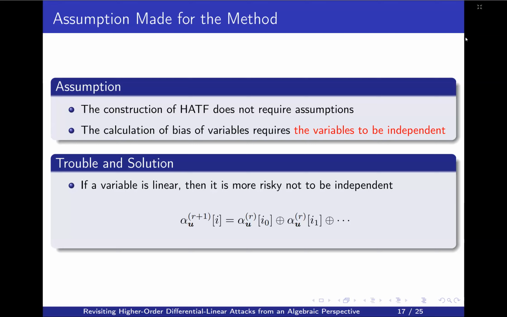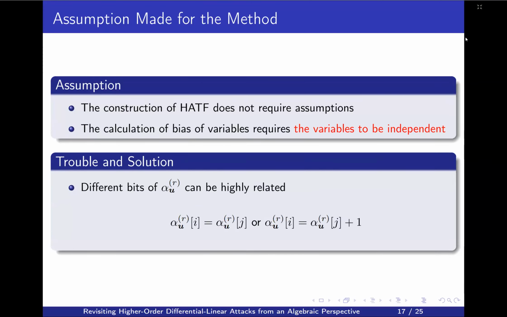The first one is when the variables are linear, then there is more risk of them not being independent. So in this case, we do not introduce a new variable for the next one. We just use the linear expression in the next one. The second trouble is that different bits of the coefficient can be highly related. For example, if the i-th bit and the j-th bit, the two variables, are equal or just opposite, that means they are highly related. So in this case, we do not introduce new variables. We just use one to represent the other.